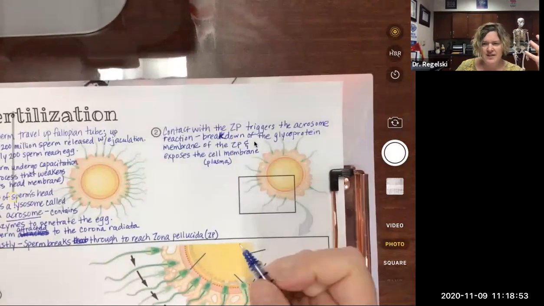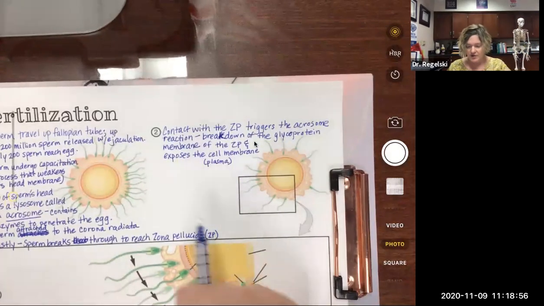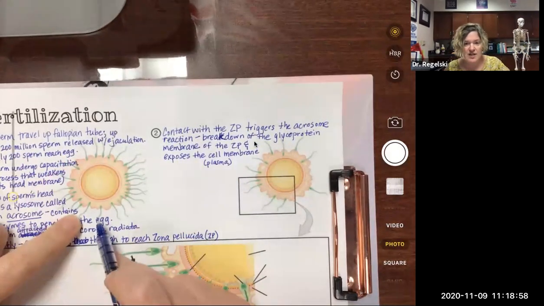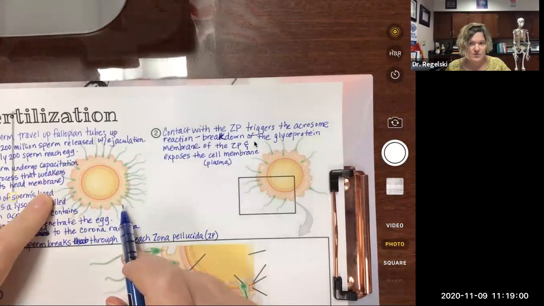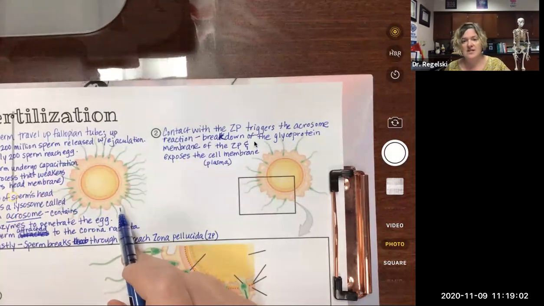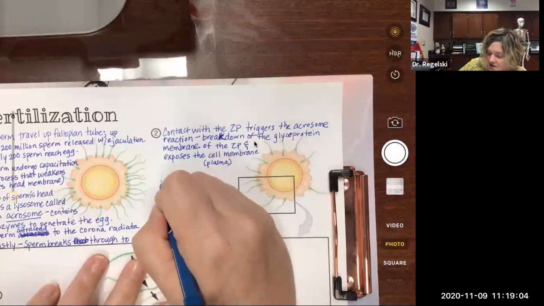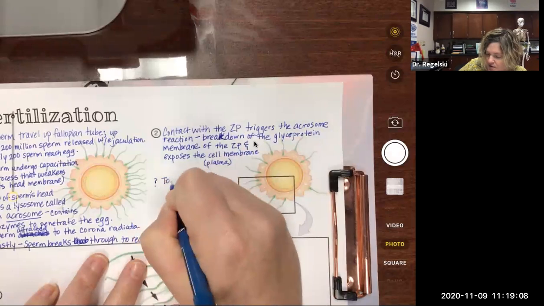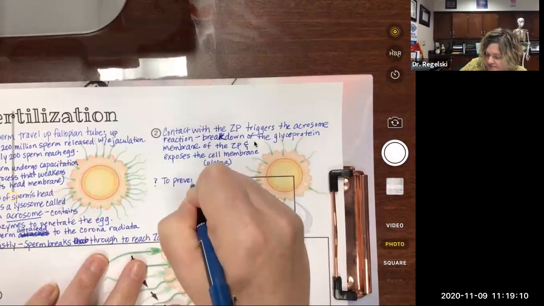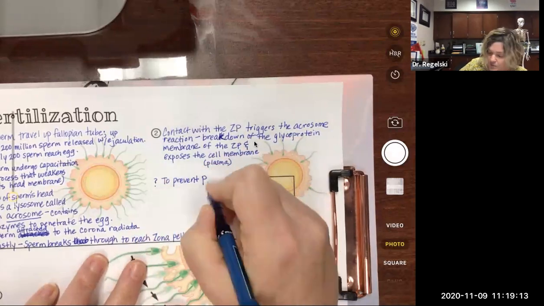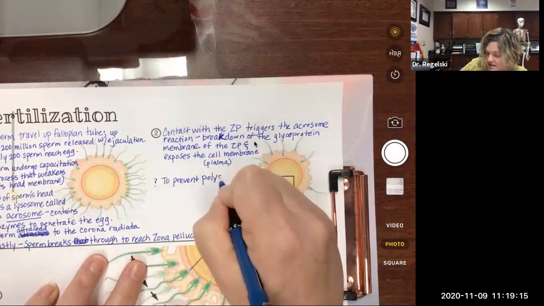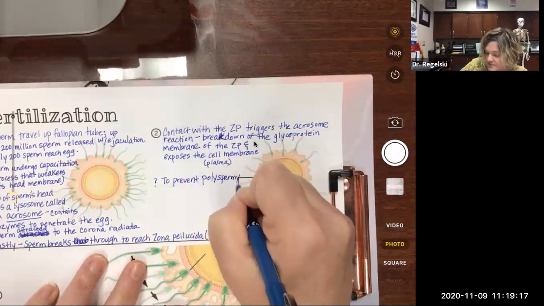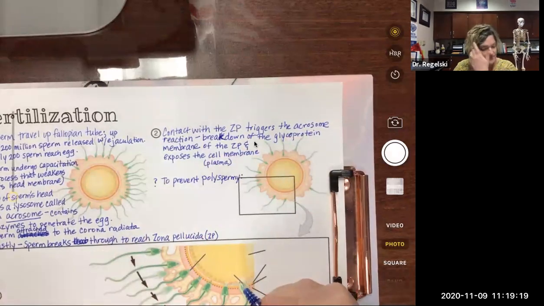And so one important thing we have to worry about: you're probably wondering, these bunches of sperm are trying to get in. How do we keep all the sperm out except for one? What do we do to prevent this? When you get more than one sperm into the egg, it's called polyspermy. How do we prevent that?